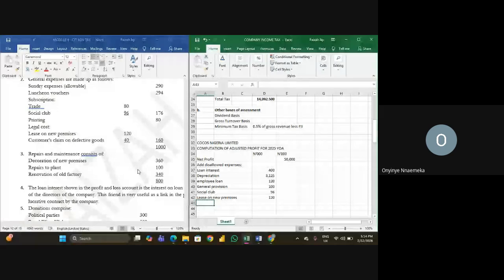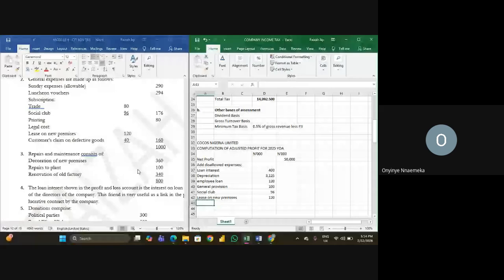Okay. So let me try to speak a little bit on this. This particular decoration of new premise is subject to your personal opinion, because where I took this question from, I cannot even remember whether it's a past question or the material. I think when I solved it personally, I did not disallow it because I believe it is an allowable expense. But in their solution, they disallowed the item.